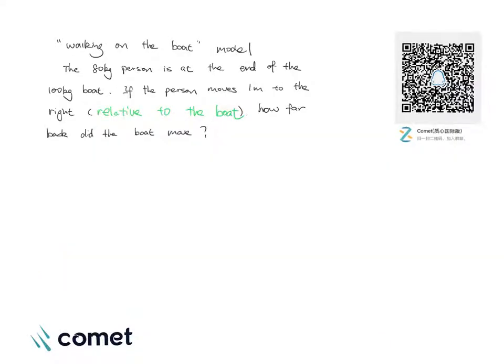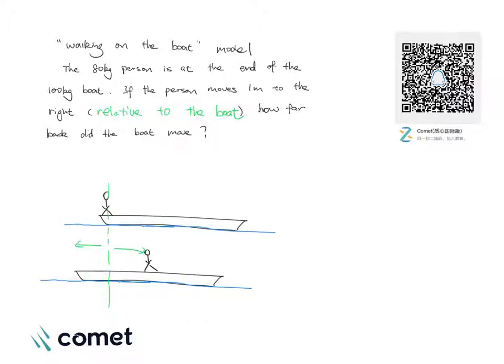Here's another example. I have made a minor change, which is highlighted in green. The move is no longer relative to the water, but relative to the boat. The difference is the person does not go 1 meter right relative to the water. He actually goes a smaller distance, less than 1 meter. Then the boat goes some distance back.